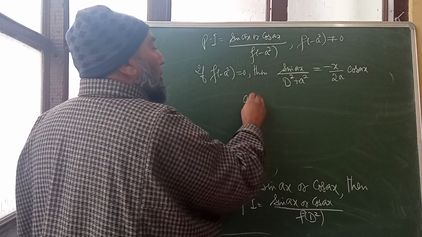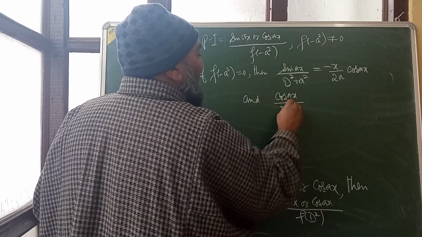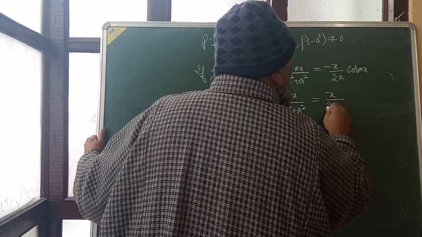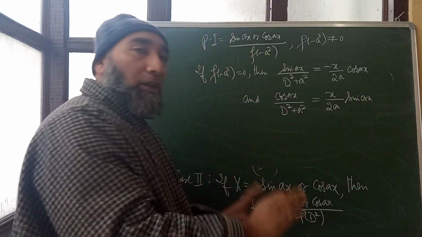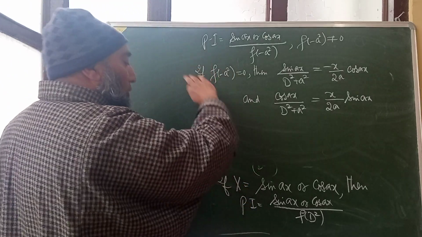And if it is cos ax upon D square plus a square, it is x by 2a sine of ax. As I have said, I will be explaining each step. Don't worry. This was case 1 and case 2.